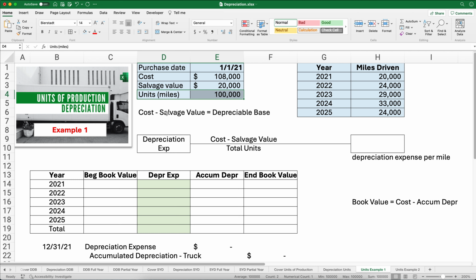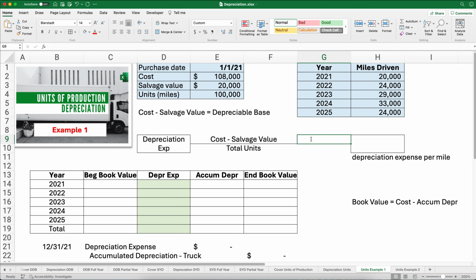So if we take the cost minus the salvage value, that gives us our depreciable base. So it's going to be 108,000 minus 20,000. We're going to depreciate over time $88,000 of this asset. So here's our formula. Depreciation expense is going to be the cost minus the salvage value divided by the total units. And the units here are in miles. We could call this total miles if we wanted to.